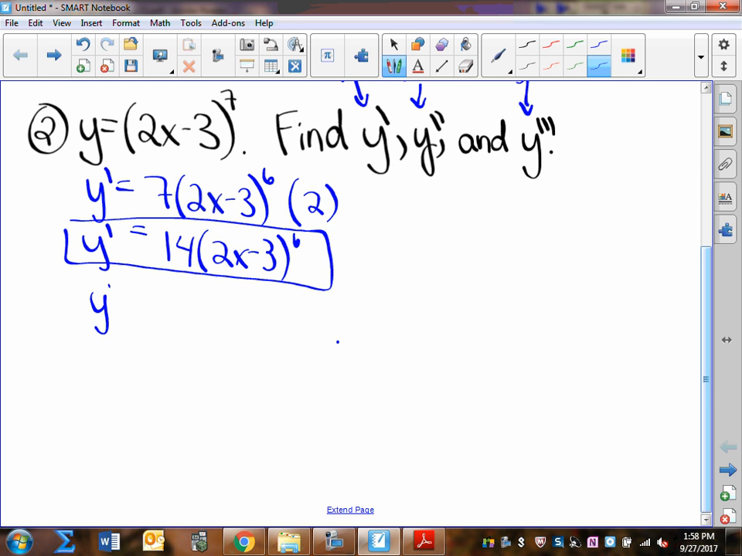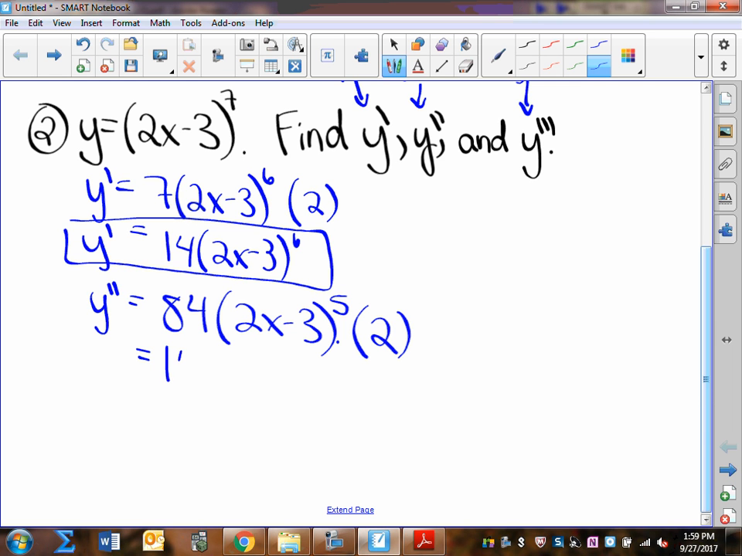Alright, now y double prime. What do we get for that? I think I heard 84. 84 times 2x minus 3, times 2. See, especially when you're doing so much in the beginning, it's easy to forget about that last part there. Alright, let's just go and simplify that. 84 times 2? 168. 2x minus 3. Alright, that's my second derivative.